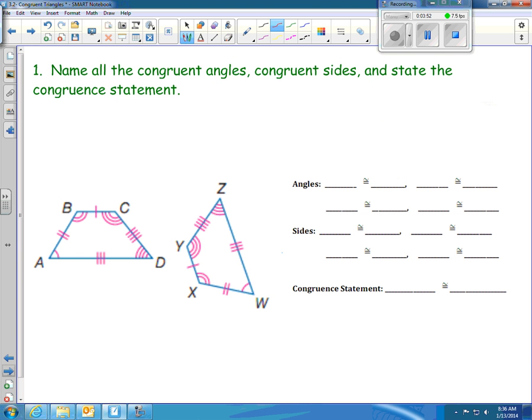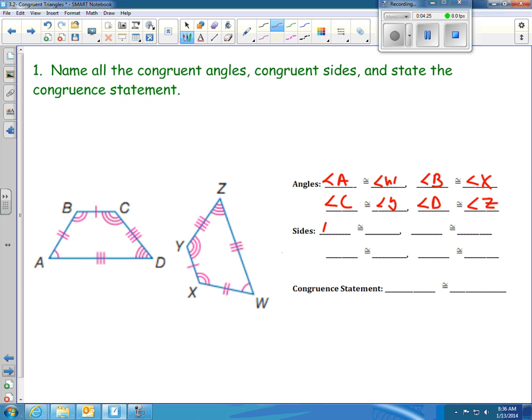Okay, so let's put that for an example here in number 1. It says name all the congruent angles, congruent sides, and state the congruent statement. All right, so angle A has one angle marking, and that matches up with angle W. Angle B has 2, and that matches with angle X. Angle C has 3, and that matches with angle, oops, not W, angle Y. And then angle D has 4, and that matches with angle Z.